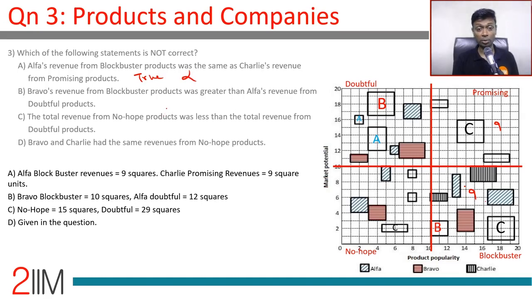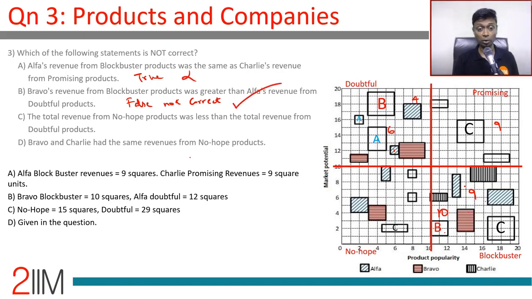Bravo's revenue from blockbuster products was greater than Alpha's revenue from doubtful products. Bravo blockbuster. Bravo in blockbuster. This is 4 plus 6, 10 square units. Alpha from doubtful. 6 plus 4, 10 plus 2, 12. Bravo's products 10, Alpha's 12. Saying Bravo is greater than Alpha. This is false. This is not correct. Or this is the choice we are looking for.